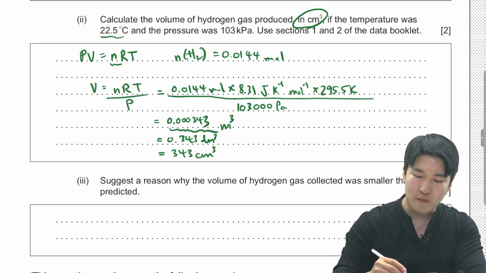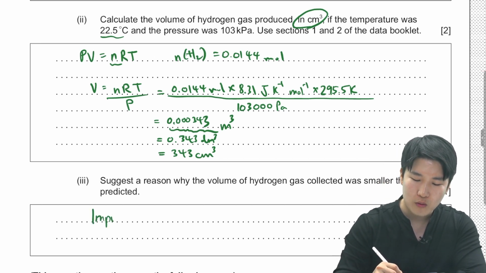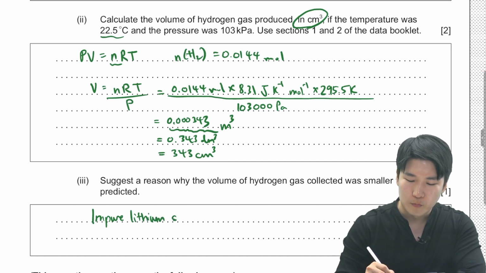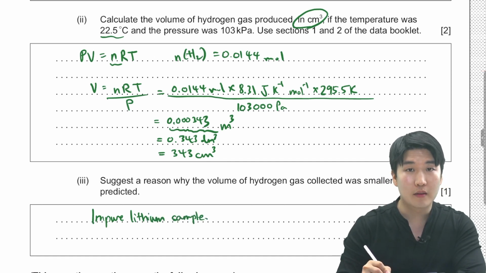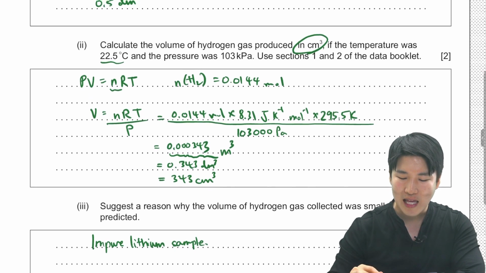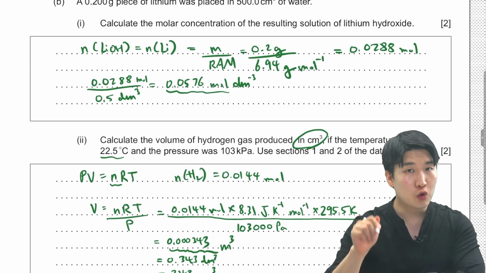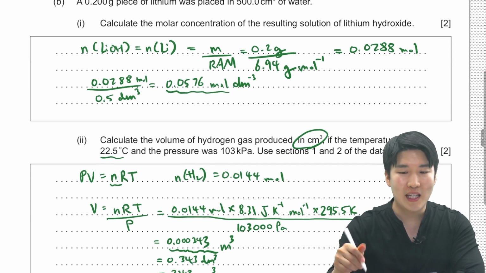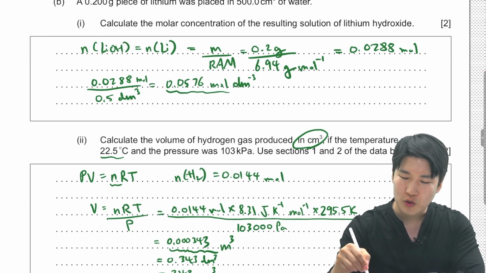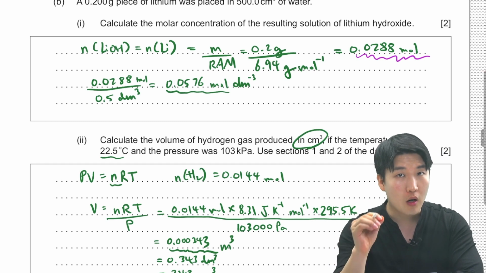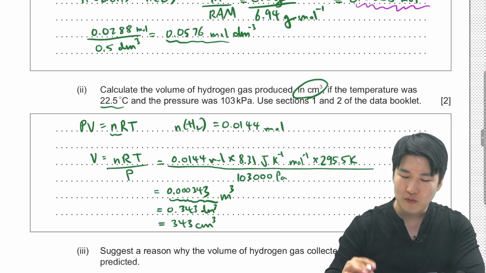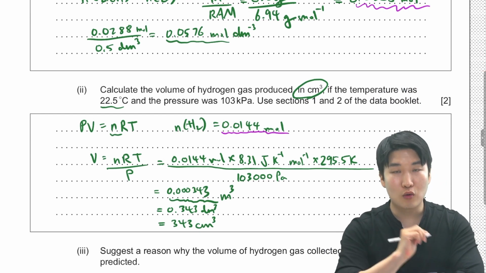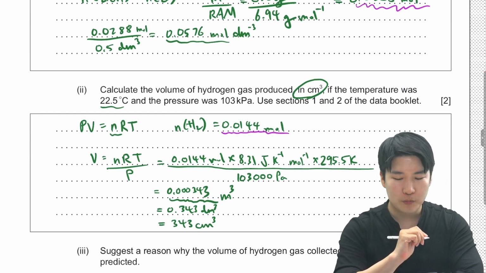First, we have used an impure lithium sample. What does that mean? That means that the actual amount of lithium used that has reacted was not 0.0288, was not this value, but instead lower. And that would also affect the amount of hydrogen produced to be less than 0.0144 mole.